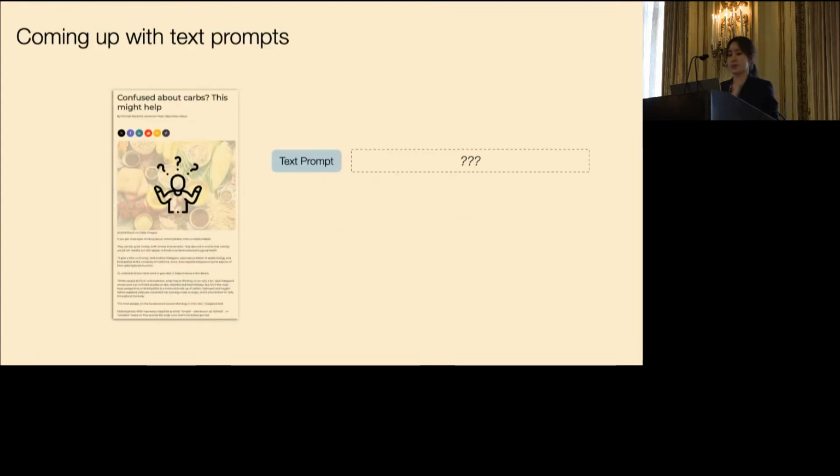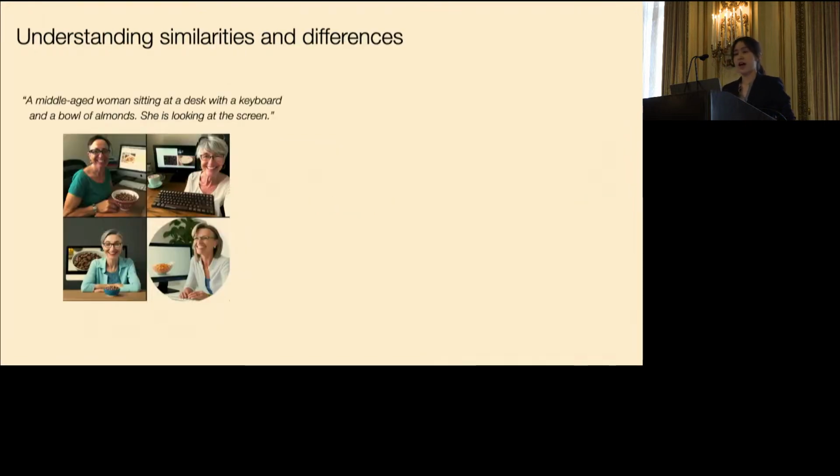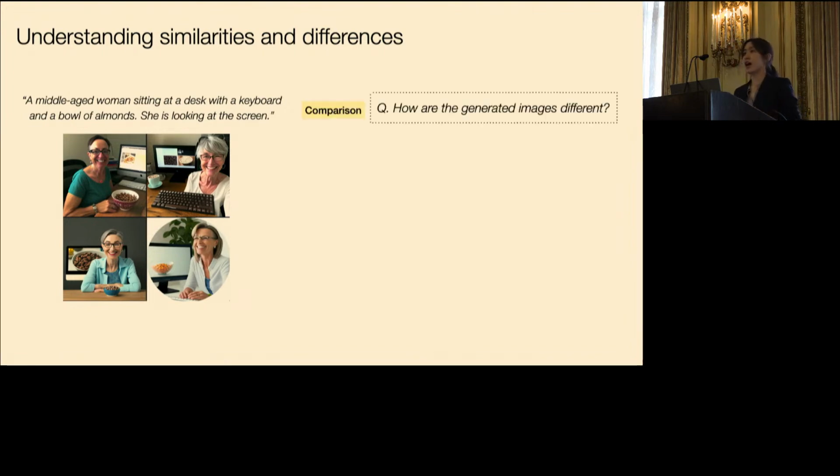First, when using text-to-image tools, creators found it difficult to come up with the prompt because they don't know how a typical news illustration would look. After generating images, the first question that most creators asked was how the images are actually different from each other.